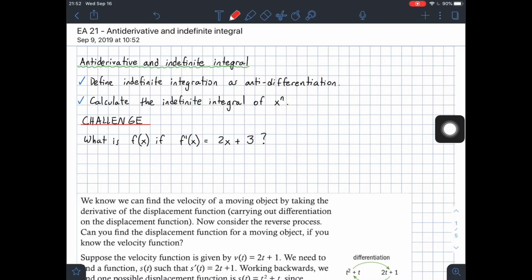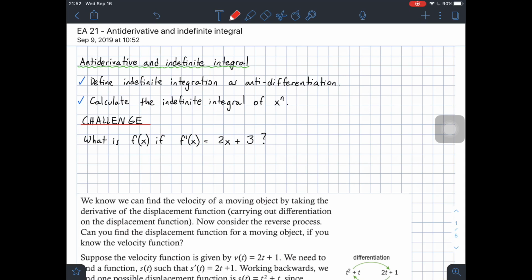Hello seniors, today we're going to see the last topic for the whole IB program, which is antiderivative, also known as integration. So today we're going to see antiderivative and indefinite integral. The objectives for today's class are to define indefinite integration as antidifferentiation and calculate the indefinite integral of x to the power of n.